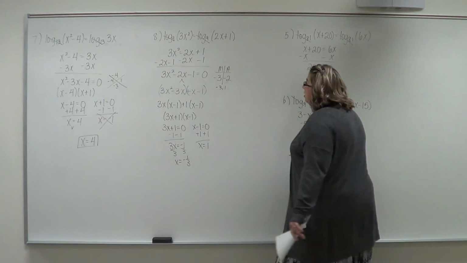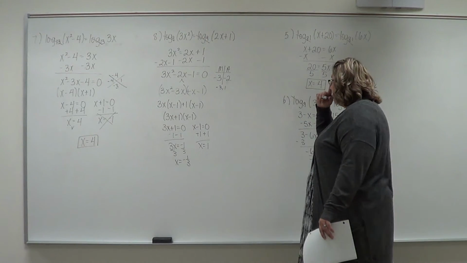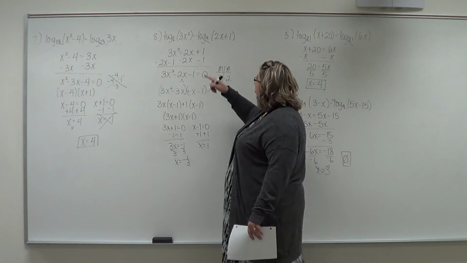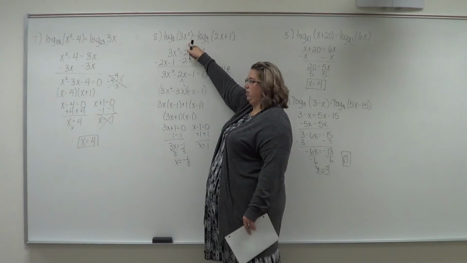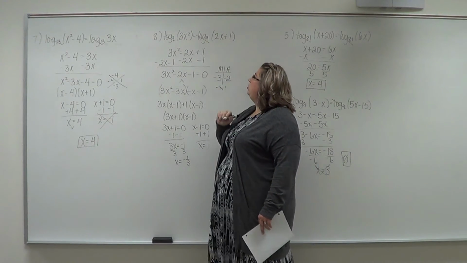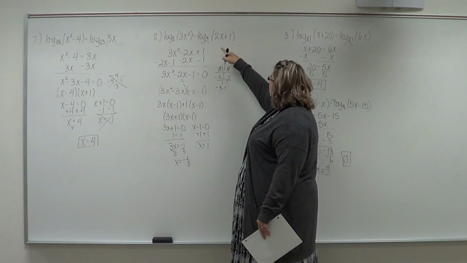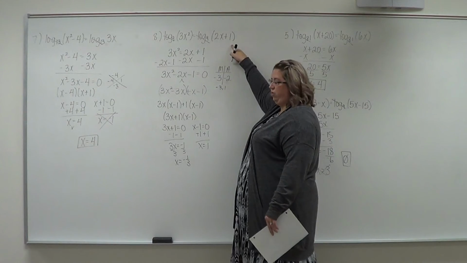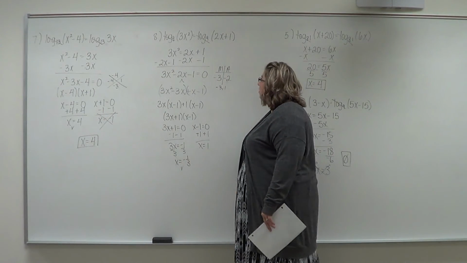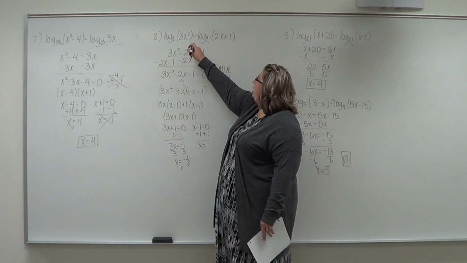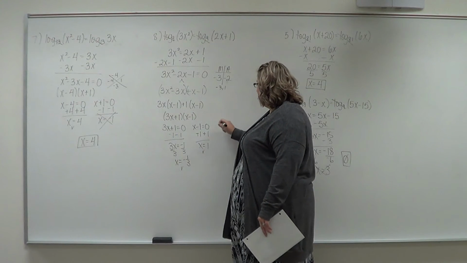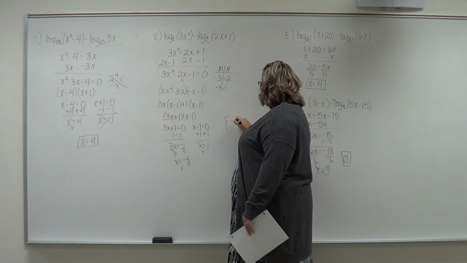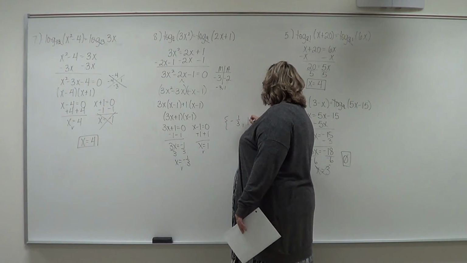Okay, I need to plug them in and make sure they don't make it negative. So I plug in negative 1/3. When I square that gives me positive 1/9. Times 3 is 1/3, that's good. This would be negative 2/3 plus 1 is 1/3, so this one's fine. And I plug in 1, I get 3 here, and I get 3 here, so this one's fine. So since I have more than one answer, we use our solution sets.